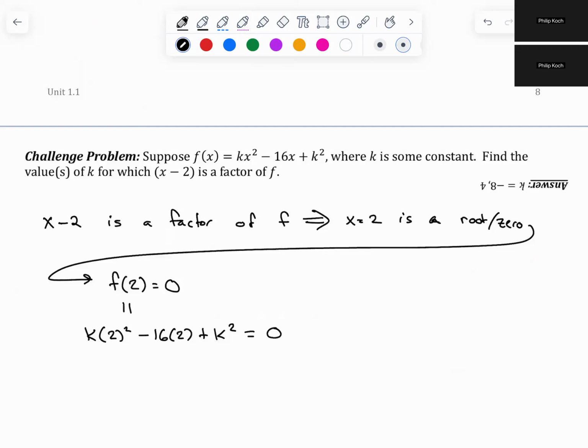Even my calculus students sometimes have trouble with this type of concept where you have an unknown constant and a variable x. So keep in mind that f of 2 means you're plugging in 2 for x, not for k. k is some unknown thing. It's some unknown constant.